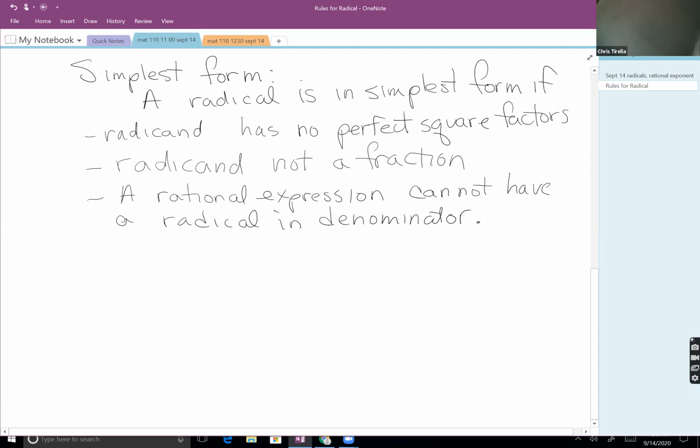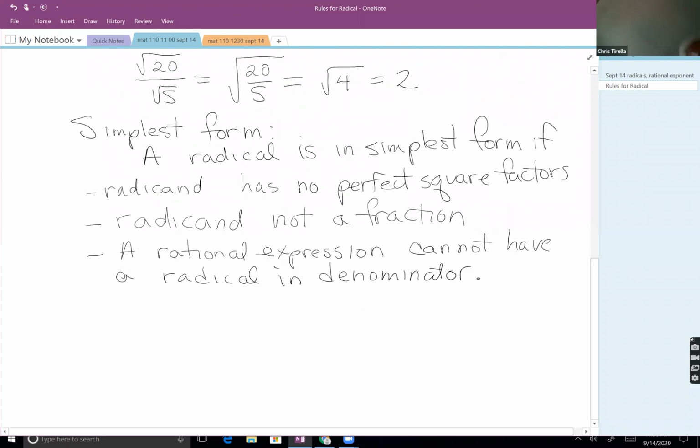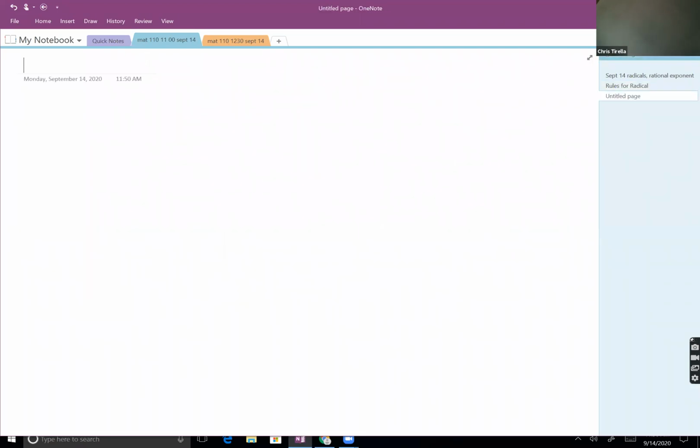When I look at trying to put a radical in simplest form, I'm going to turn the page because I want to write something kind of long out. I personally find it easiest if I start with a list of my perfect squares. If you have this list of perfect squares on the side of your paper, it makes simplifying easier. So what do I mean by that?